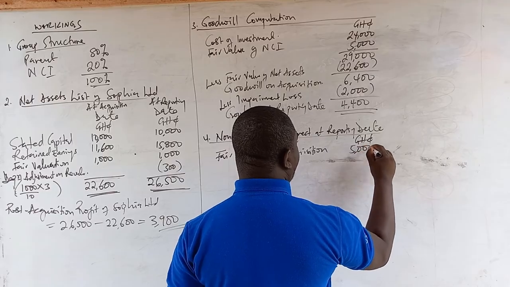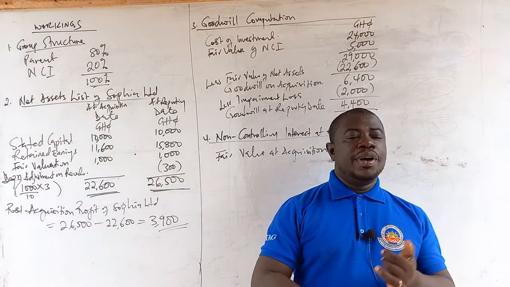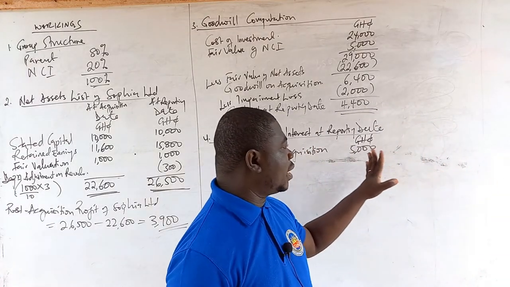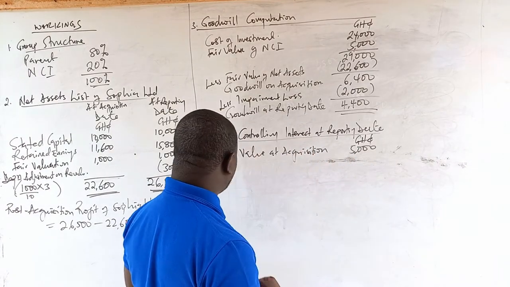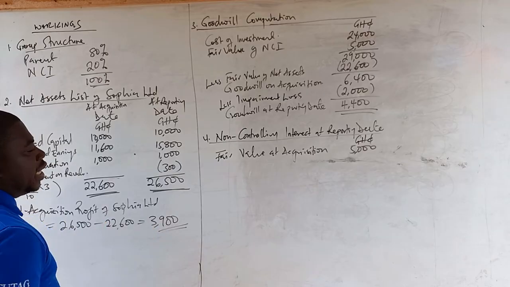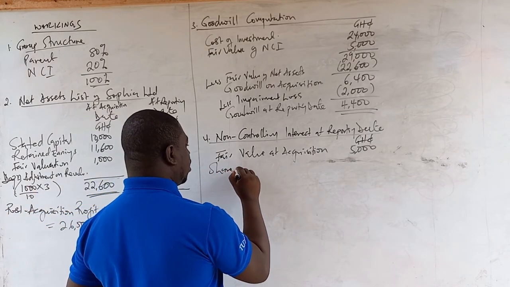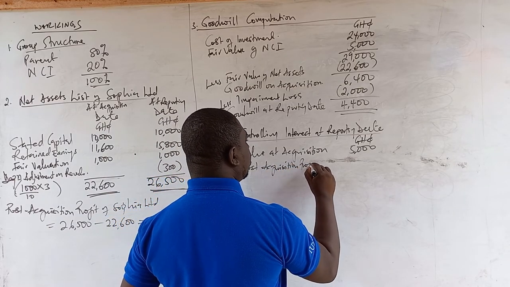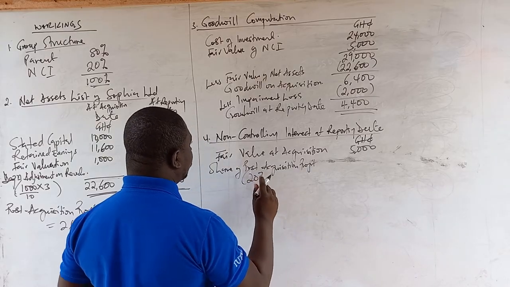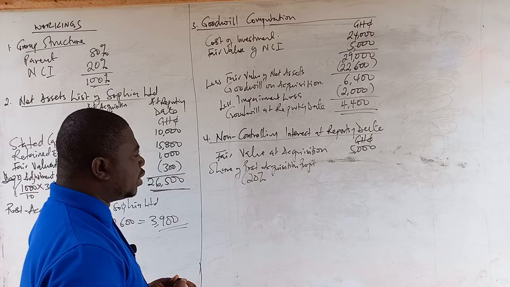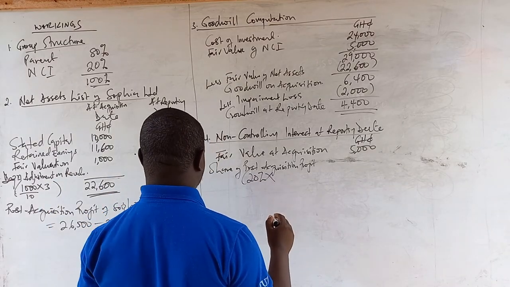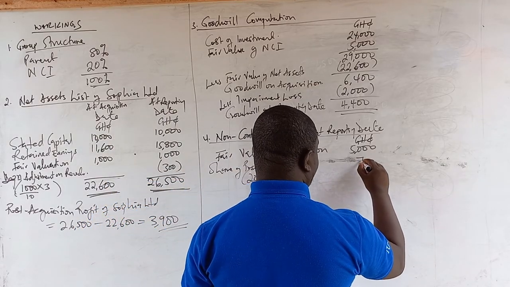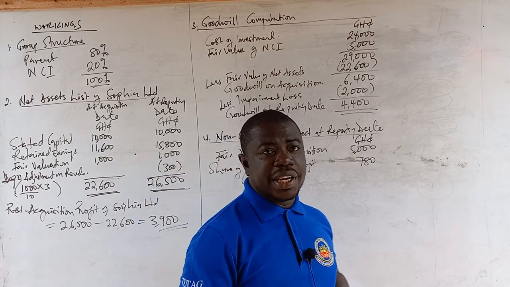And remember that I told you that this fair value at acquisition replaces their share of the pre-acquisition profit and the stated capital. It replaces that. So the only thing we need to factor is the share of the post-acquisition profit. And the post-acquisition profit is 3,900. So we say share of post-acquisition profit. And that is going to be 20% because NCI has 20% holding in the subsidiary. So that is going to be 20% of 3,900, which gives us 780. So we are going to add 780 to that.